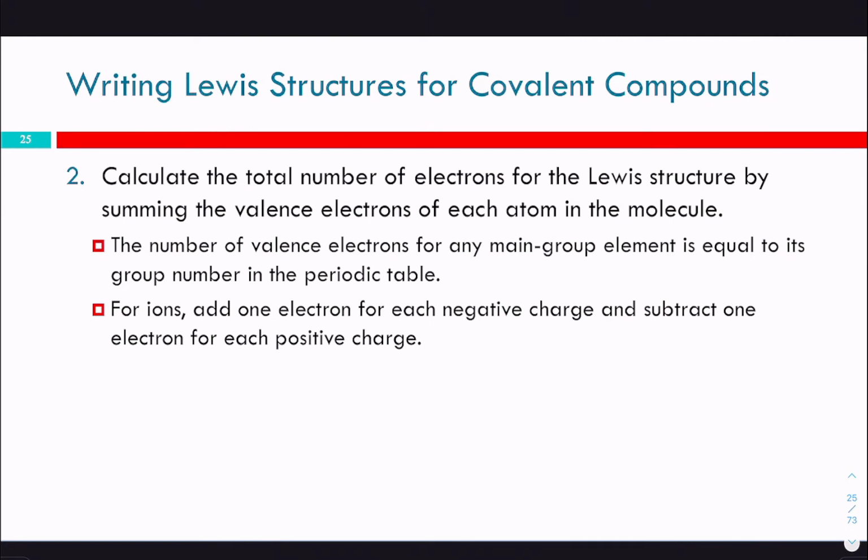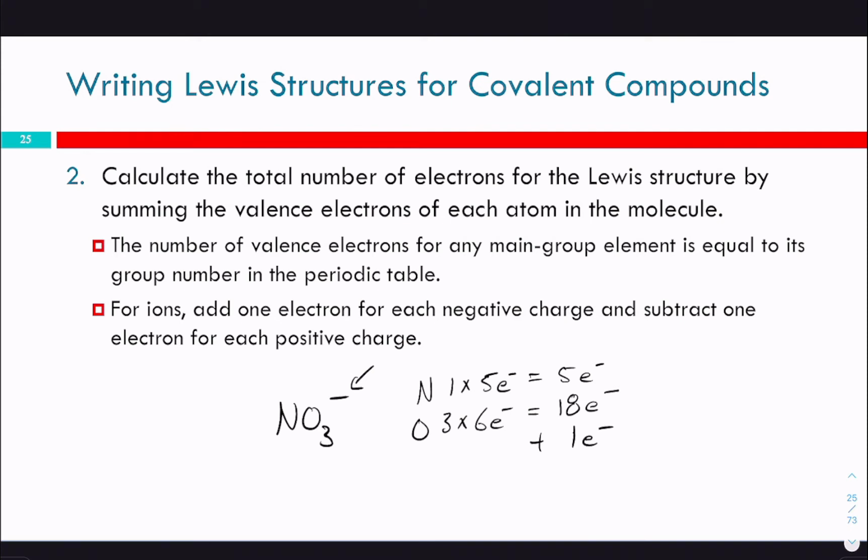What that means is if we had something like nitrate, which is NO3 minus, this minus means that we have to add 1 more electron after calculating how many valence electrons the atoms have. So nitrogen has 1 nitrogen times 5 valence electrons. For oxygen, we have 3 oxygens times 6 valence electrons, which is 18 electrons. And we would add 1 more electron because of that negative.